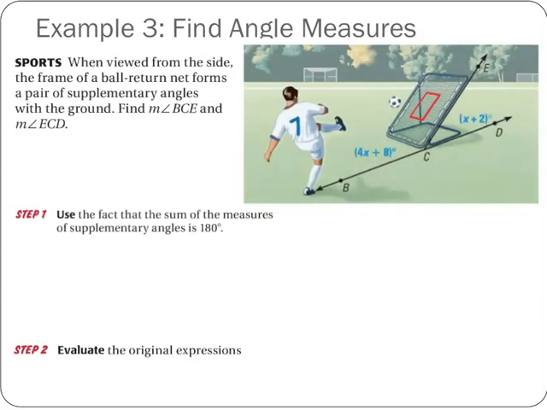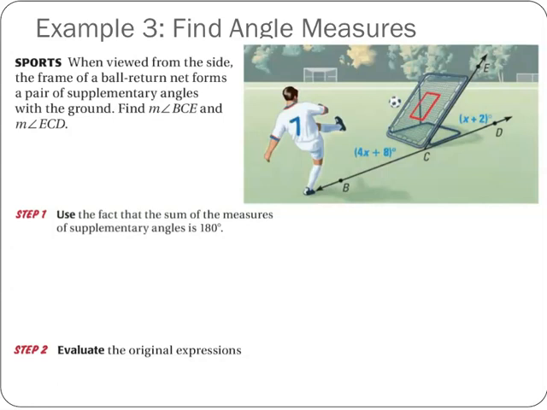Example 3. Let's find some angle measures. When viewed from the side, the frame of a ball return net forms a pair of supplementary angles with the ground. Find the measure of angle BCE and the measure of angle ECD.